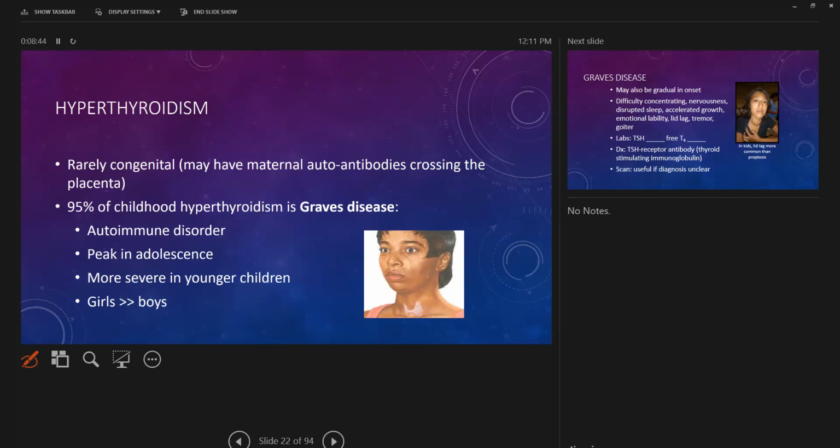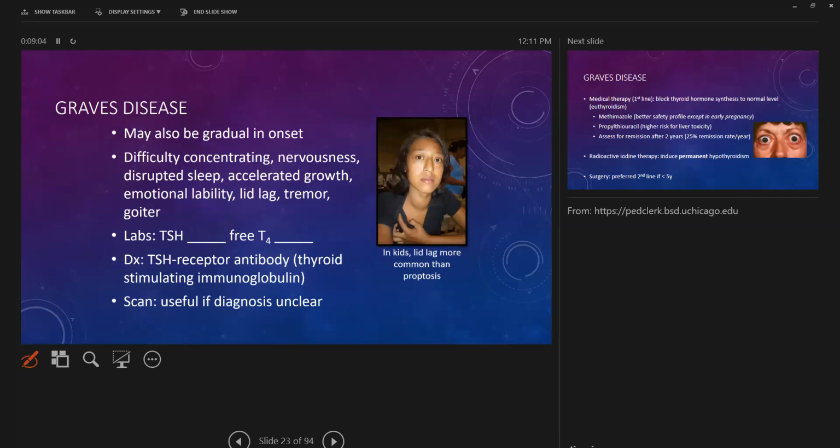Rarely this is congenital, but may have some link to maternal autoantibodies crossing the placenta. 95% of childhood hyperthyroidism is caused by Graves, and that's why this is used very interchangeably. Obviously, it's an autoimmune disorder. Peaks in adolescence, more severe in younger children, and girls are much more likely to get it than boys.